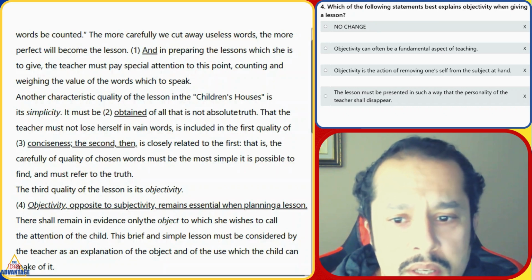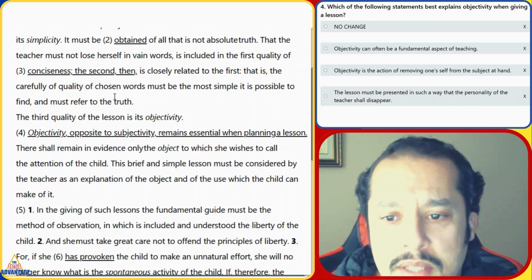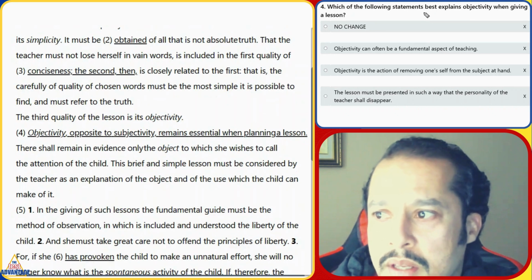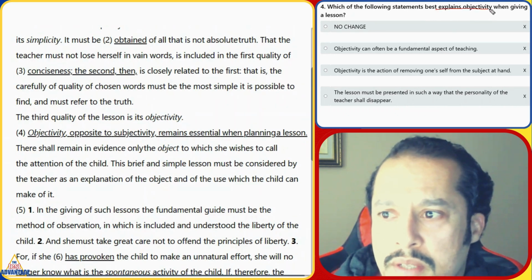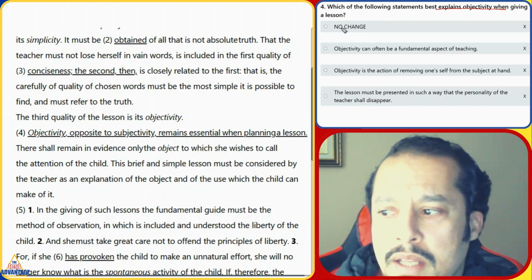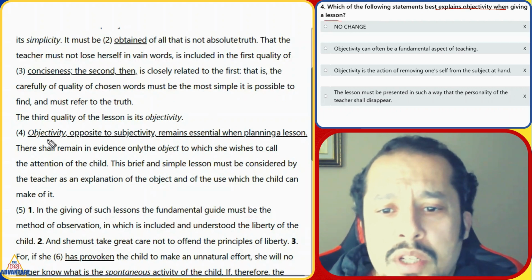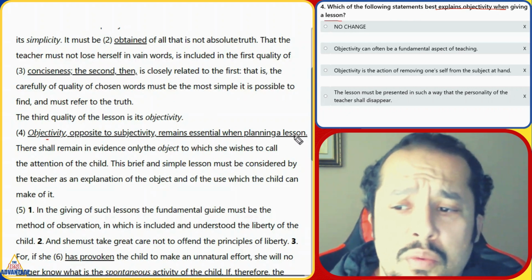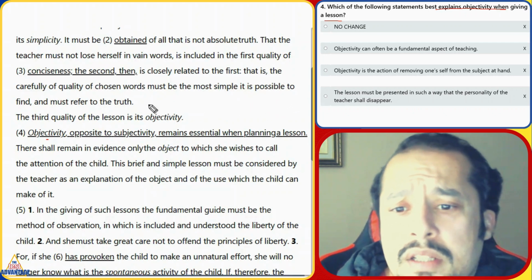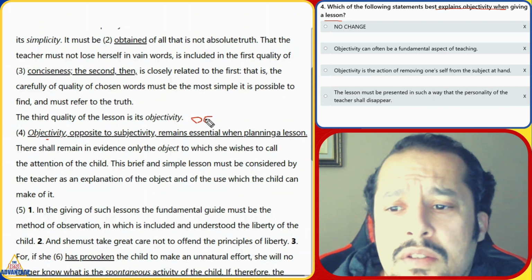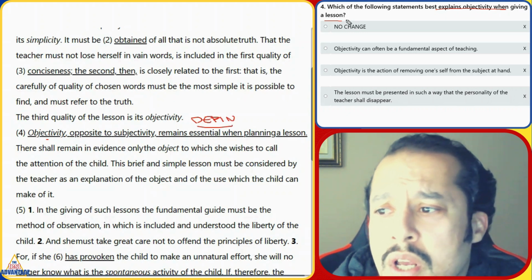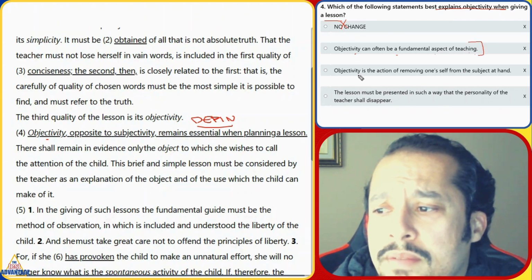Question number 4, which of the following statements best explains objectivity when giving a lesson? So this is a specific example. We need objectivity, okay? So we need an explanation of objectivity when giving a lesson. Objectivity, opposite subjectivity, remains essential when planning a lesson, but it's not really explaining, صح? It's more defining. So here it's giving us more of a definition. Objectivity can often be a fundamental aspect of teaching. Objectivity is the action of removing oneself from the subject at hand.